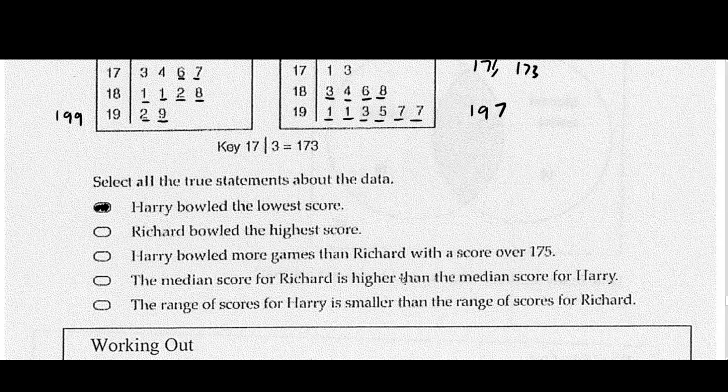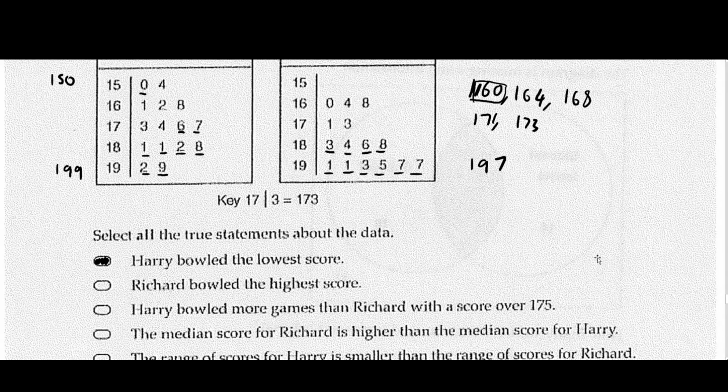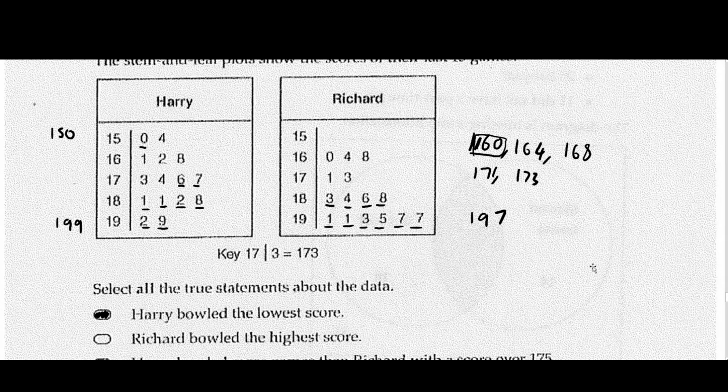The median score for Richard is higher than the median score for Harry. So the median is the middle number. All right, so let's figure this out. Let's count the scores in total. We've got 1, 2 for Harry, 3, 4, 5, 6, 7, 8, 9, 10, 11, 12, 13, 14, 15. So he's done 15. So his middle number, he's going to have two middle numbers here. That's going to be 7 and 8.